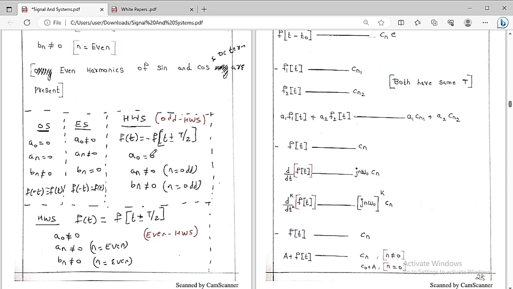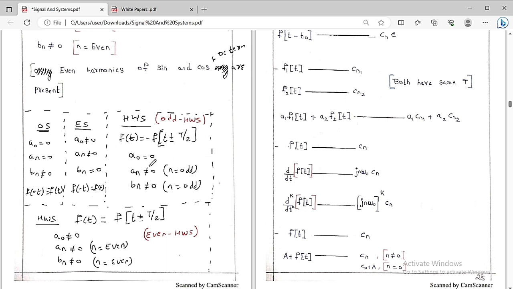Suppose you are given a signal. If it satisfies any two conditions, then by clubbing those two properties we can get the overall conditions. Suppose the signal satisfies the odd symmetry as well as the odd half-wave symmetry; then with these two we can get the overall properties. Suppose it satisfies the odd symmetry as well as the even half-wave symmetry; then by clubbing these two properties we get the overall properties. Similarly, if a signal satisfies the even symmetry as well as the odd half-wave symmetry, or the even symmetry as well as the even half-wave symmetry, then with the help of these two conditions we can get the overall parameters.